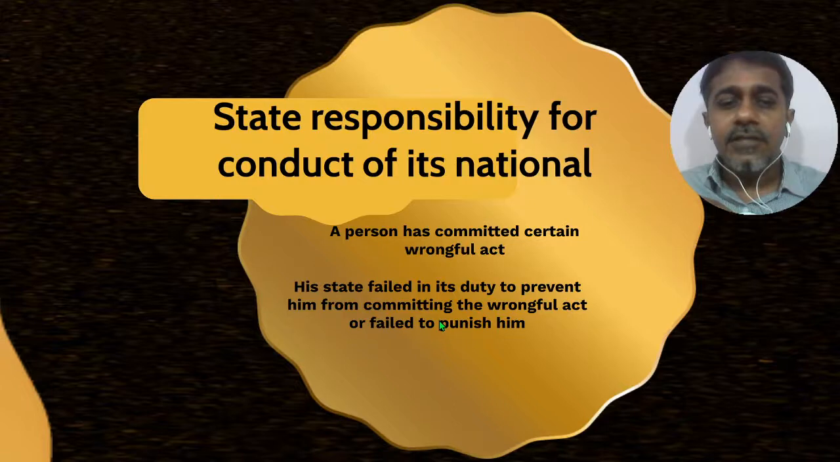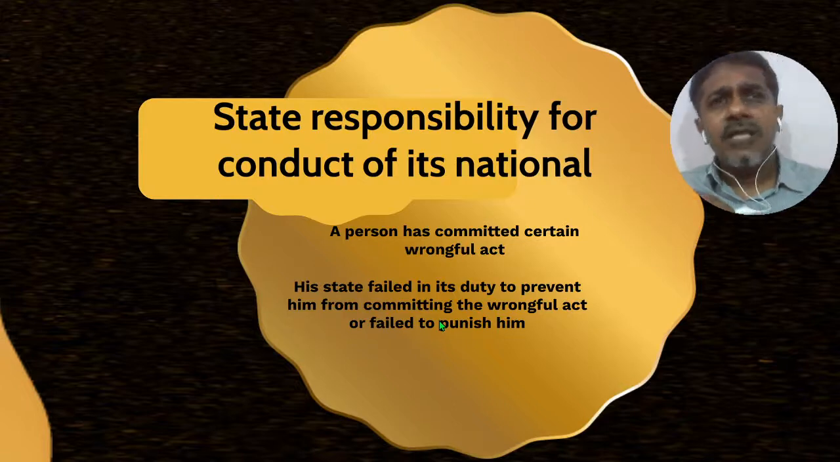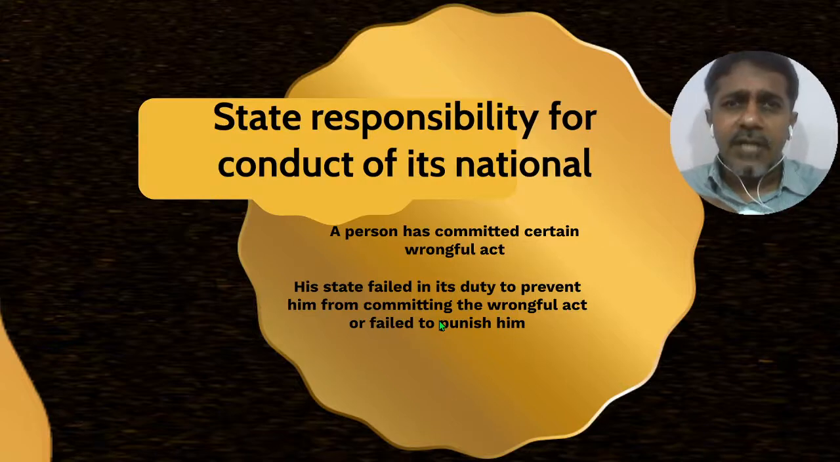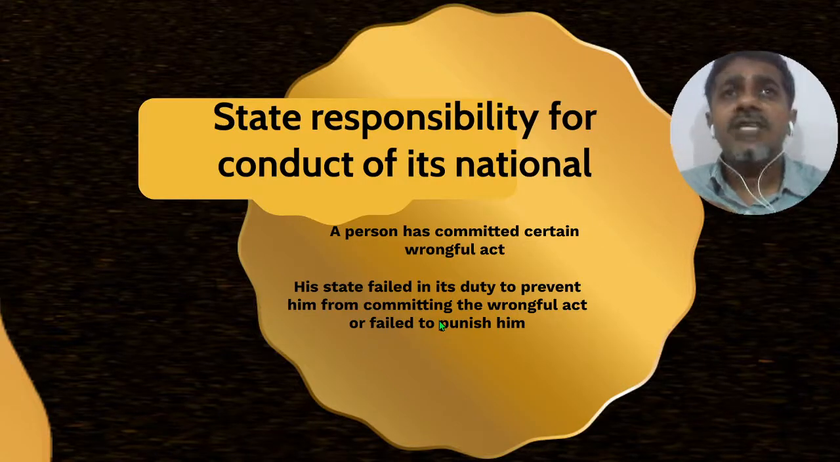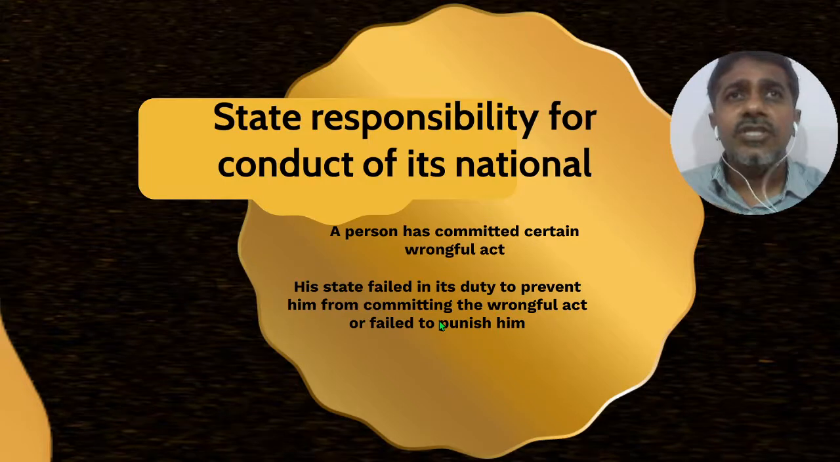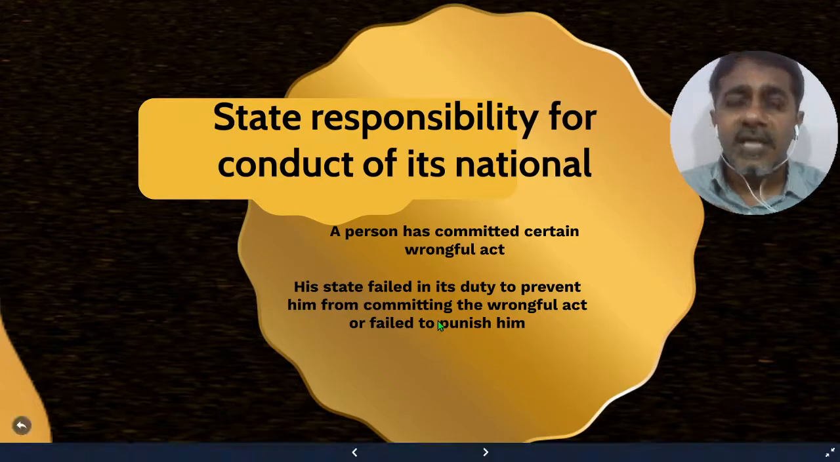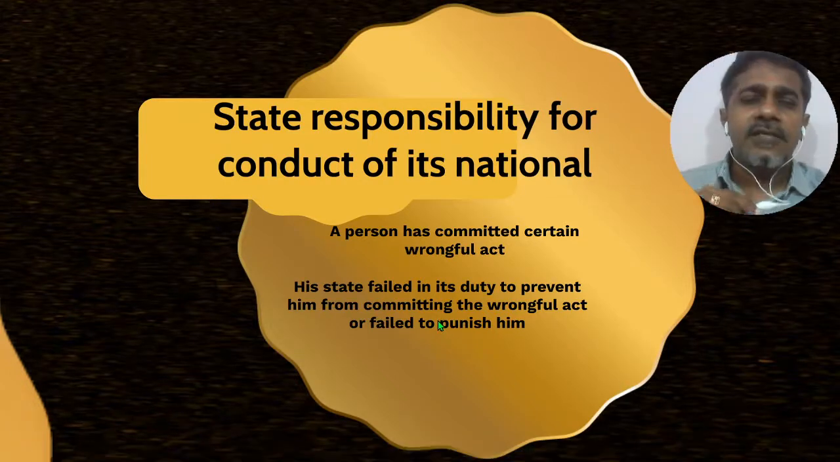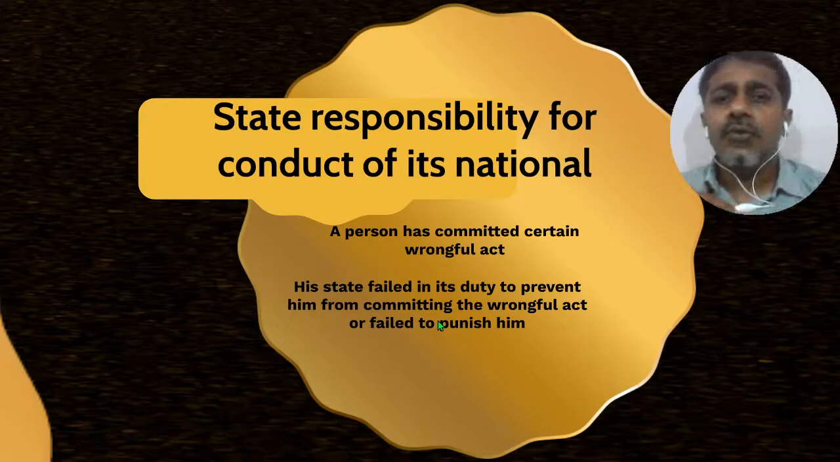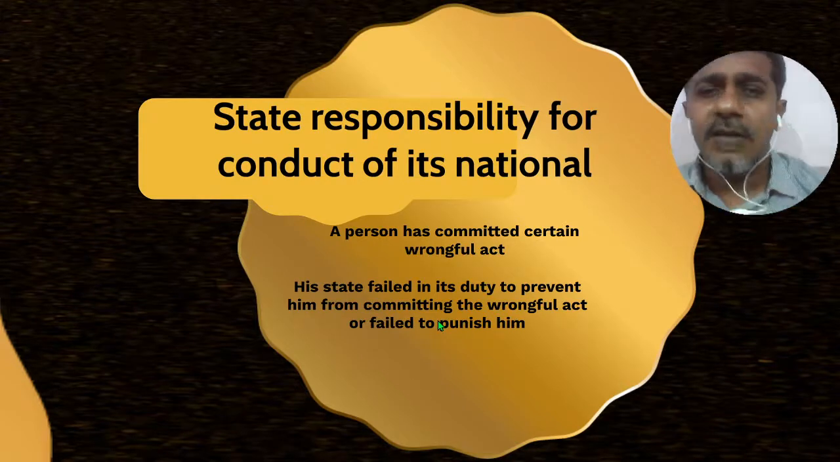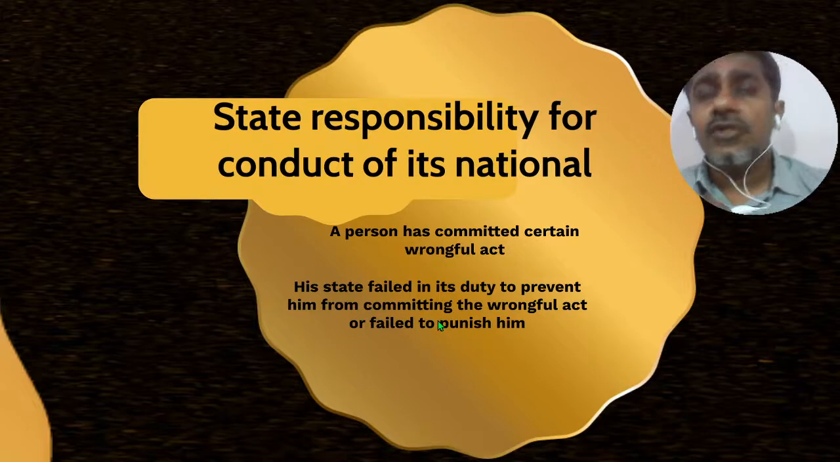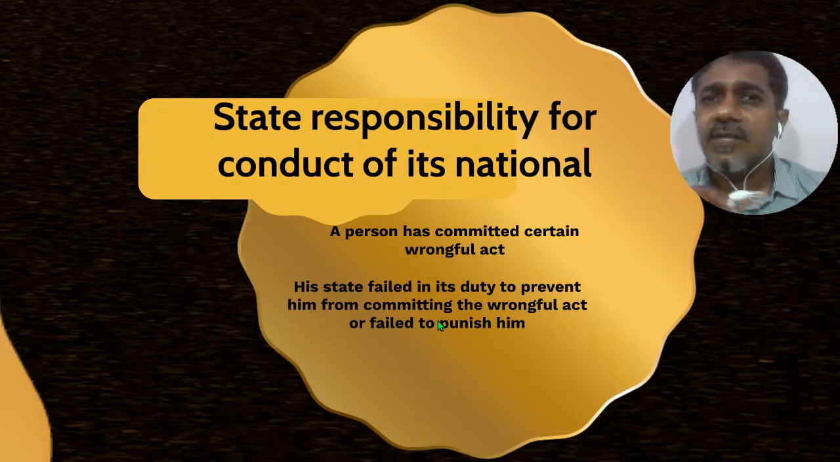The second one is whenever a person who belongs to a particular nation has been guilty of a crime and he needs to be punished, and he is found in the state to which he holds a nationality, and the state has not done anything. The state has not taken steps to punish a person who has been guilty of a wrongful act at the international level, then the state will also be held responsible for such inaction on the part of the state.